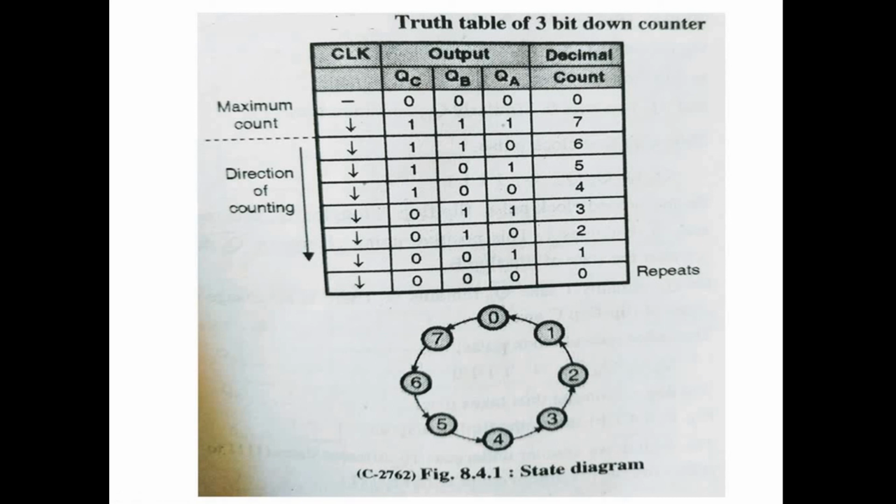So if the initial counter content is 0, 0, 0, at the first negative transition of the clock, the counter content becomes 1, 1, 1. At the second negative transition, the content becomes 1, 1, 0. At the third negative transition of the clock, the content changes to 1, 0, 1, and so on. Thus, in the down counter, the counter content is decremented by 1 for every negative transition in the clock.